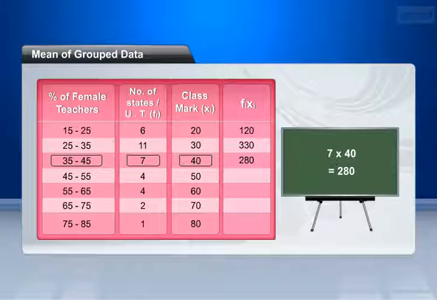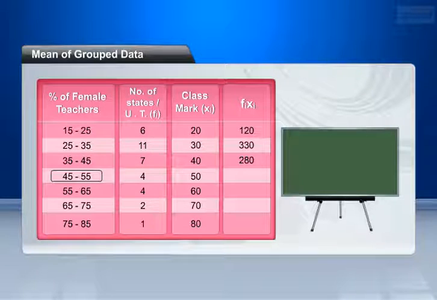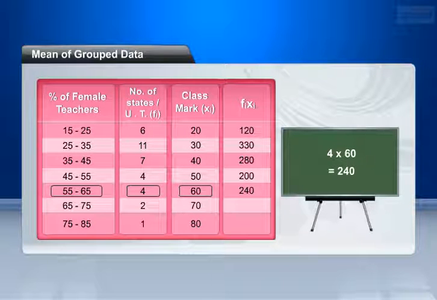For class interval 45 to 55, fi equals 4, and xi equals 50. Then, fi xi equals 4 into 50, which is equal to 200. For class interval 55 to 65, fi equals 4, and xi equals 60. Then, fi xi equals 4 into 60, which is equal to 240.